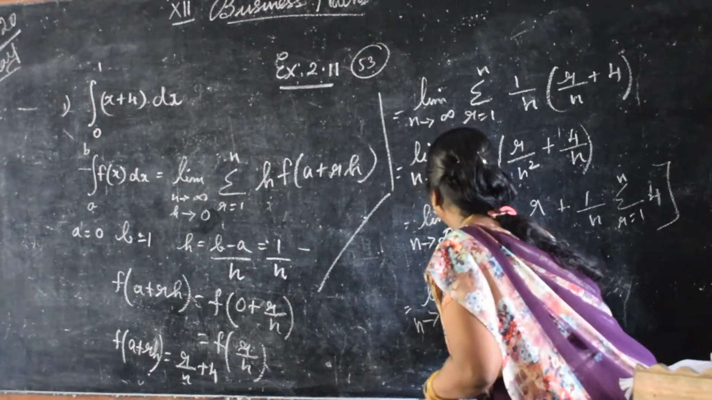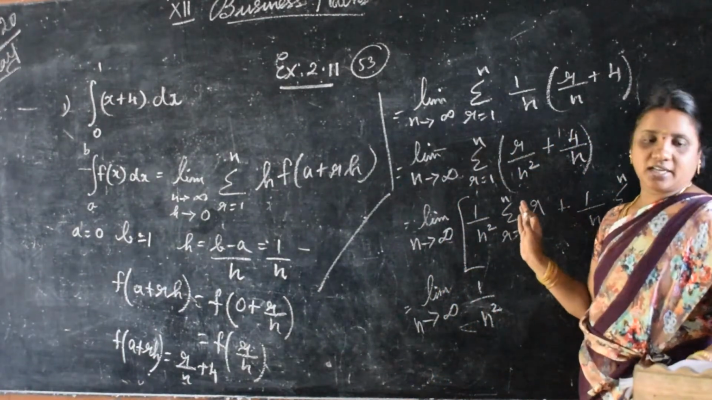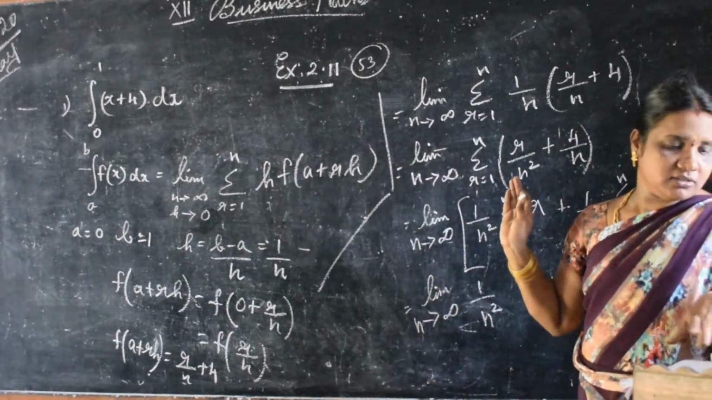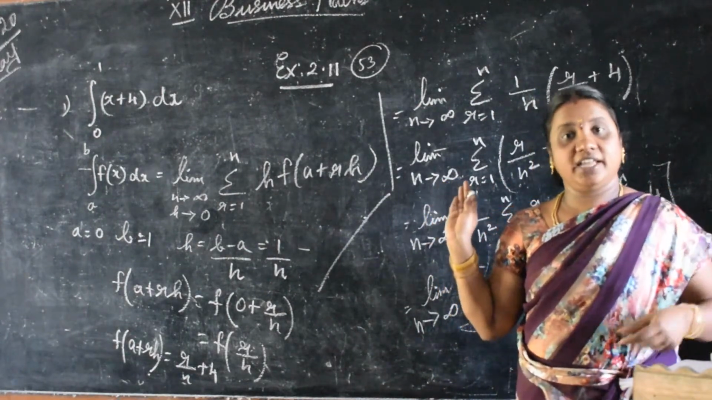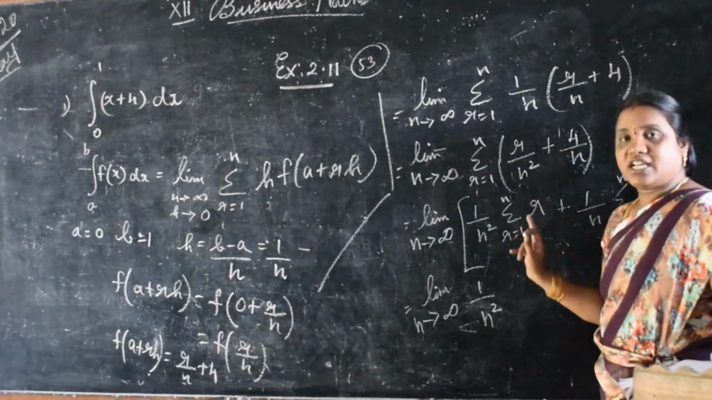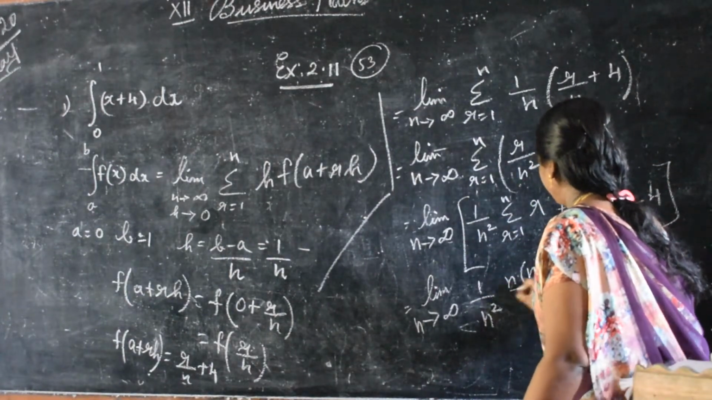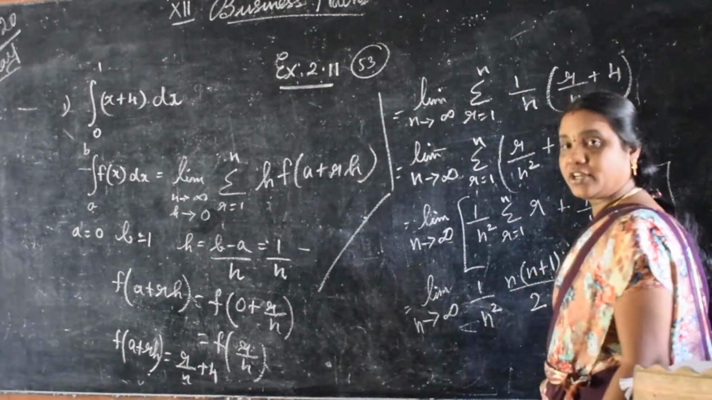Okay. See. Now limit n tends to infinity 1 by n square. This is of the form. See here in page number 51 some cases are given. Already in 10th and 11th standard you have learned. See here. What is the sum of n natural numbers formula? n into n plus 1 by 2. This formula only we are using here.